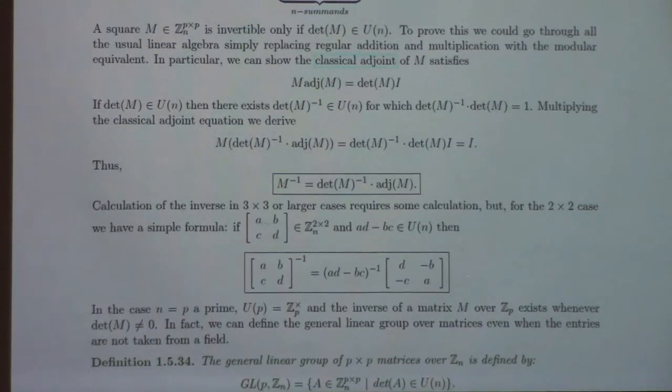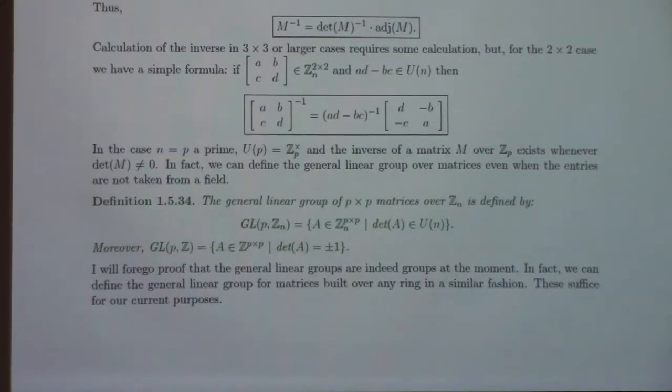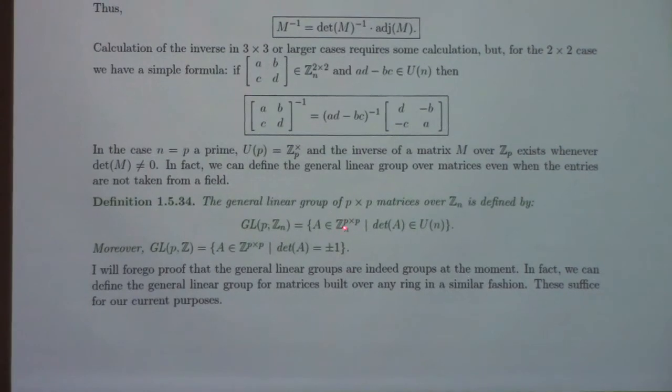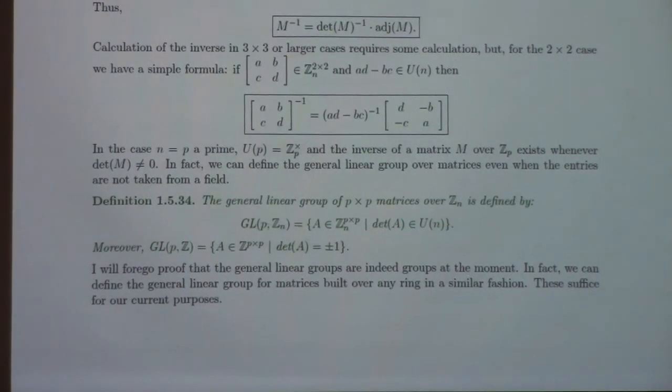And this is how we define the general linear group over Zn. The general linear group of P by P matrices over Zn is just P by P matrices with entries in Z mod n such that the determinant of A is in the group of units. Or here's how you define the general linear group over Z. It's P by P matrices with integer coefficients such that the determinant of A is plus or minus 1. Those are the only things with multiplicative inverses in the ring of integers. Plus or minus 1. That's all you got.